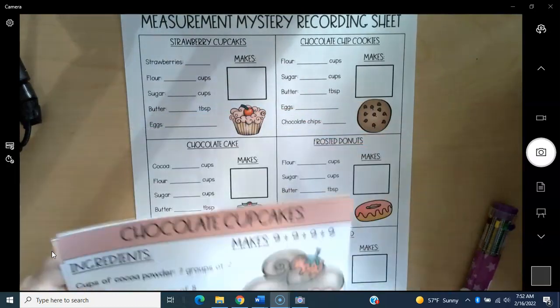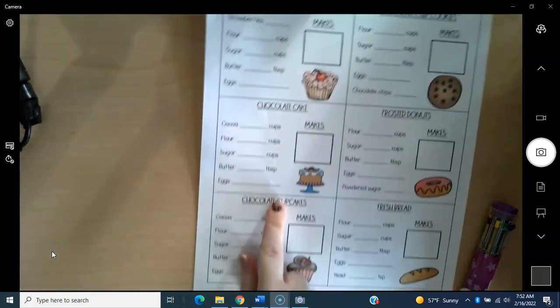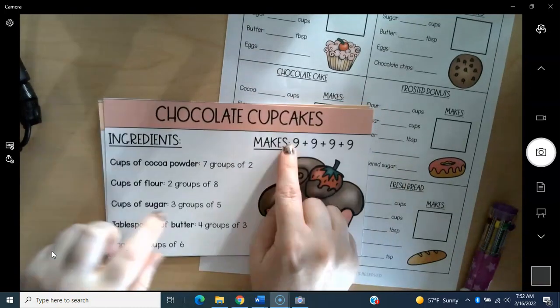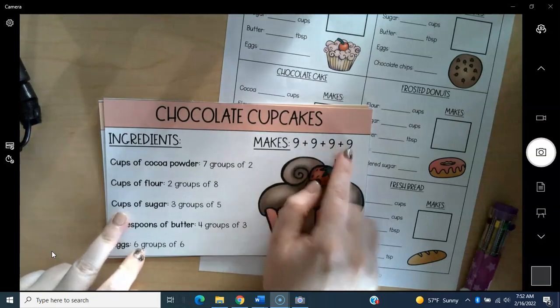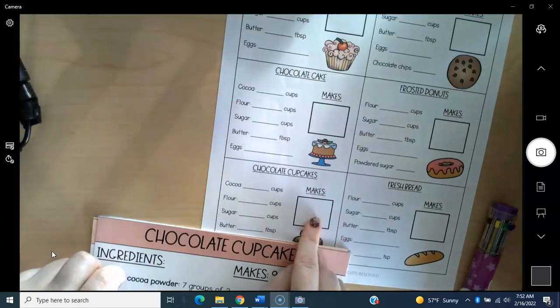So if we look at chocolate cupcakes, I'm going to find chocolate cupcakes on my recording sheet here. Alright, so chocolate cupcakes makes 9 plus 9 plus 9 plus 9. So I need to figure out what number of cupcakes that is, and I can write it in the square for chocolate cupcakes of how many it makes.